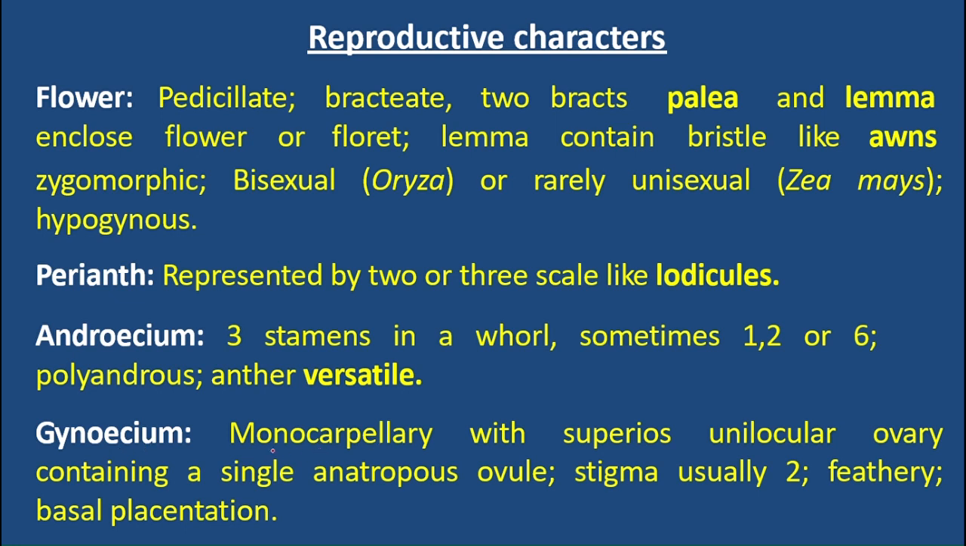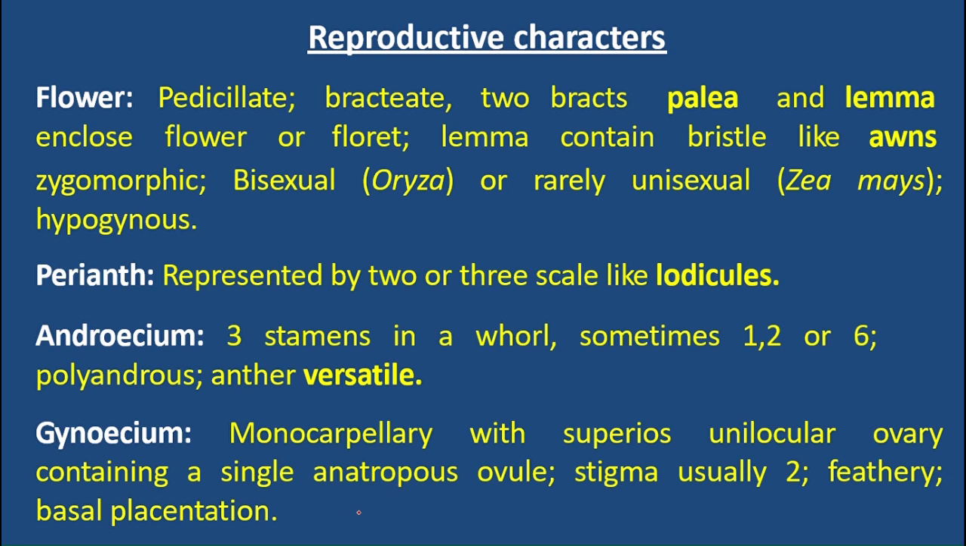Gynoecium developed from monocarpellary with a single carpel with superior unilocular ovary. Because the ovary is present above the floral parts such as perianth and androecium with a single locule, these kind of flowers are called hypogynous flowers, containing how many ovules? Single ovule. What kind of ovule is present?